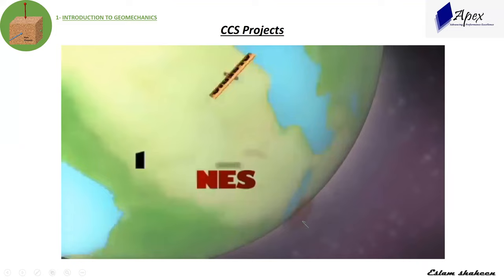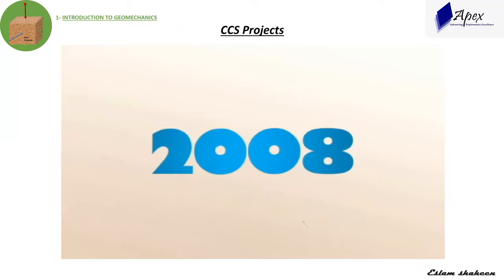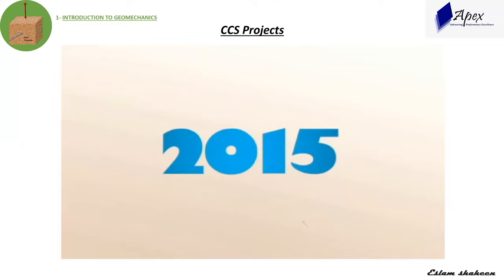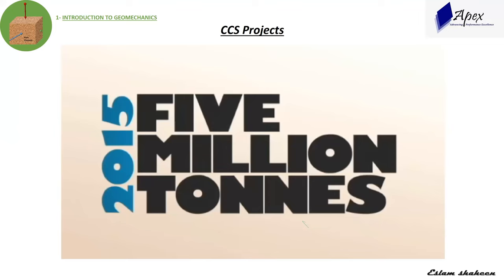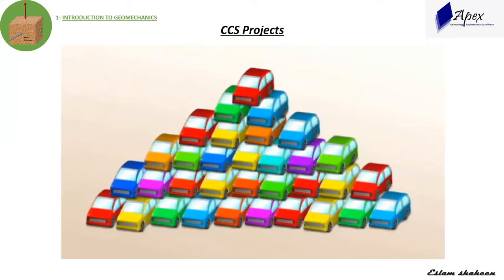$2 billion announced by the government of Alberta in 2008 will help produce CCS projects that will be up and running by 2015. This is an investment in environmental protection and part of Alberta's contribution to the global climate change challenge. The projects are expected to reduce emissions by 5 million tons each year starting in 2015. That's the same as taking 1 million vehicles, about one third of Alberta's cars and trucks, off of the roads.